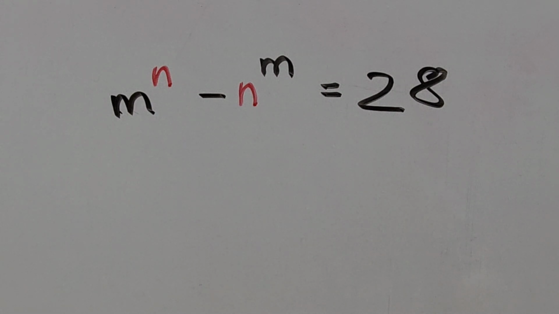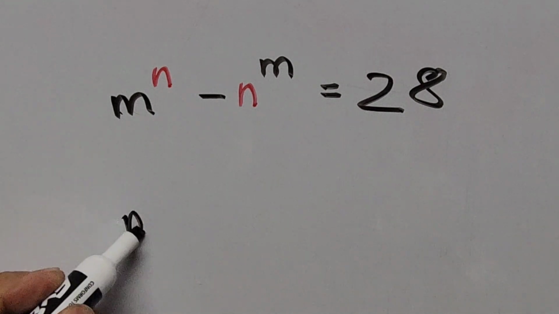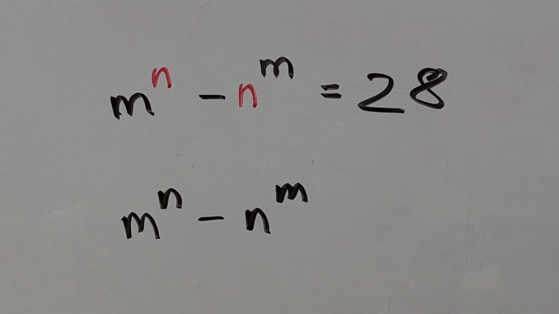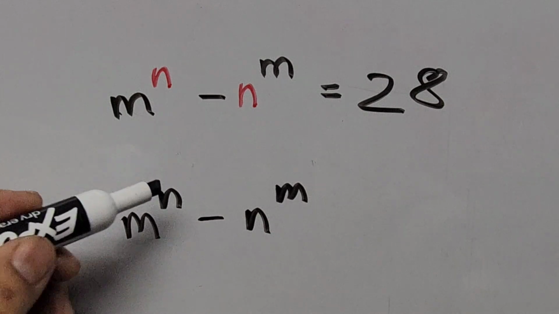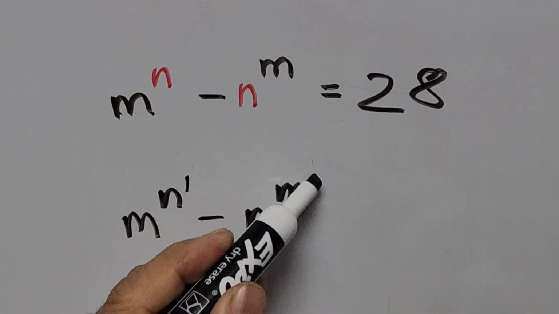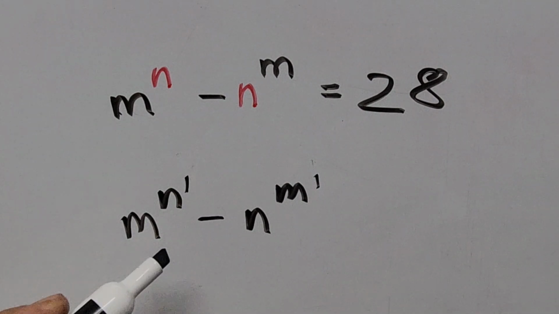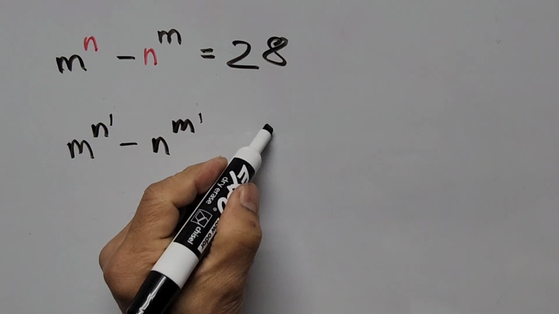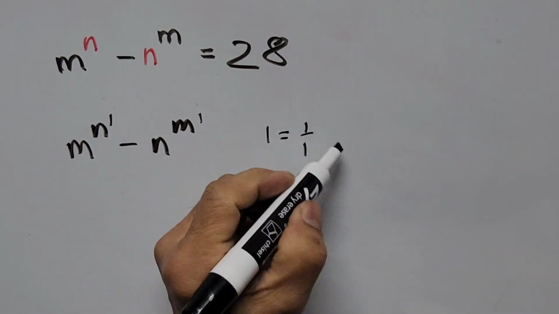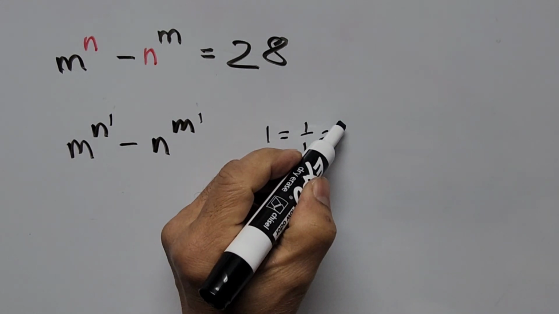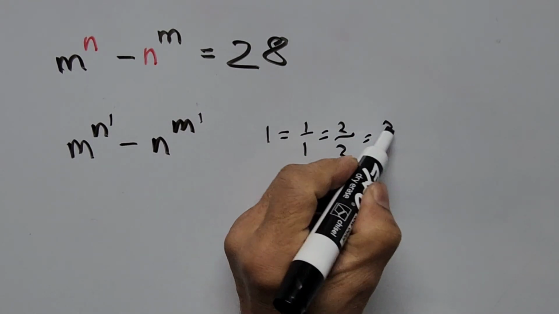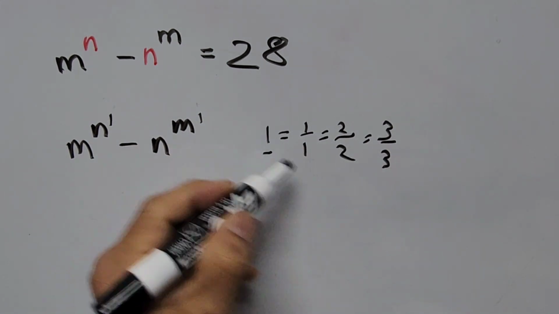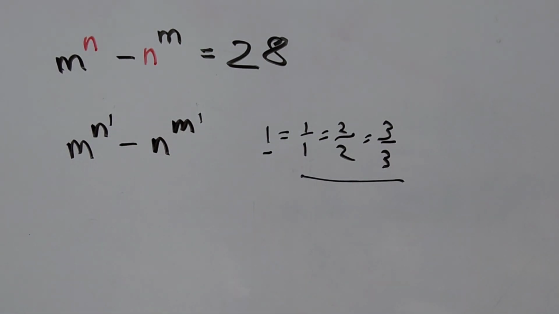So how do we do it? Here, we have m to the power of n minus n to the power of m. And if you notice, this can have an exponent of 1 on both terms, right? And what does it mean by that? Let's say 1 can be equal to 1 over 1, or 2 over 2, or 3 over 3, right? The same, 3 over 3 is 1. These are all valued as 1.